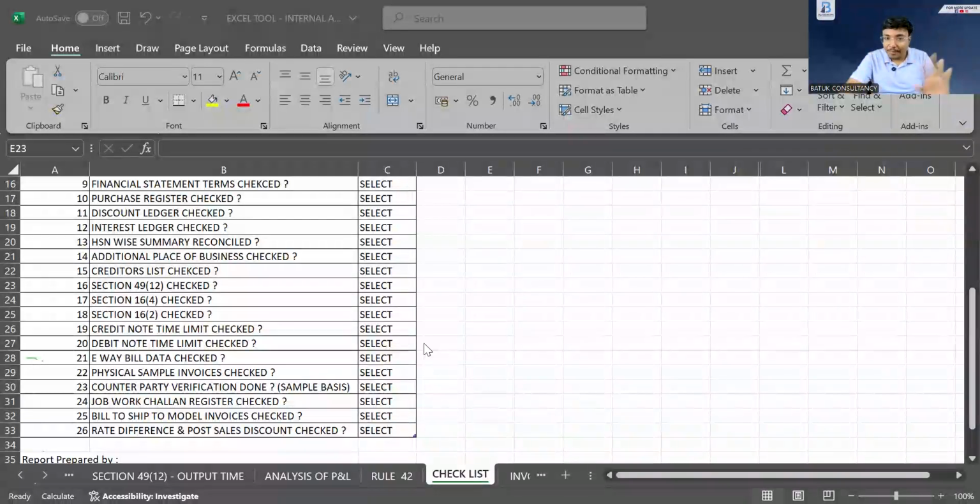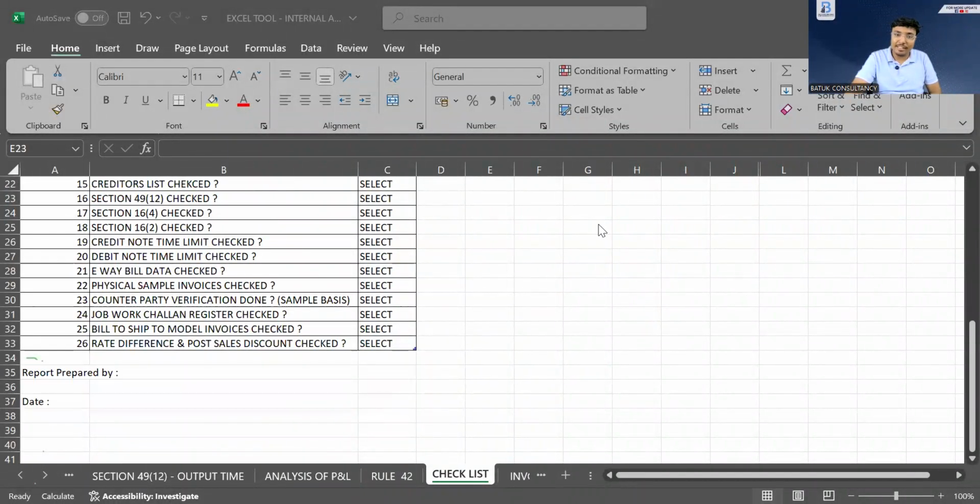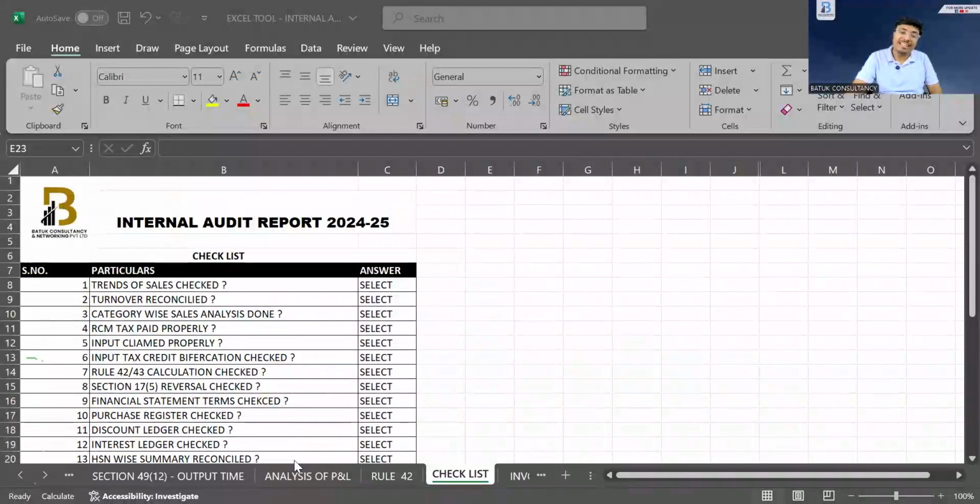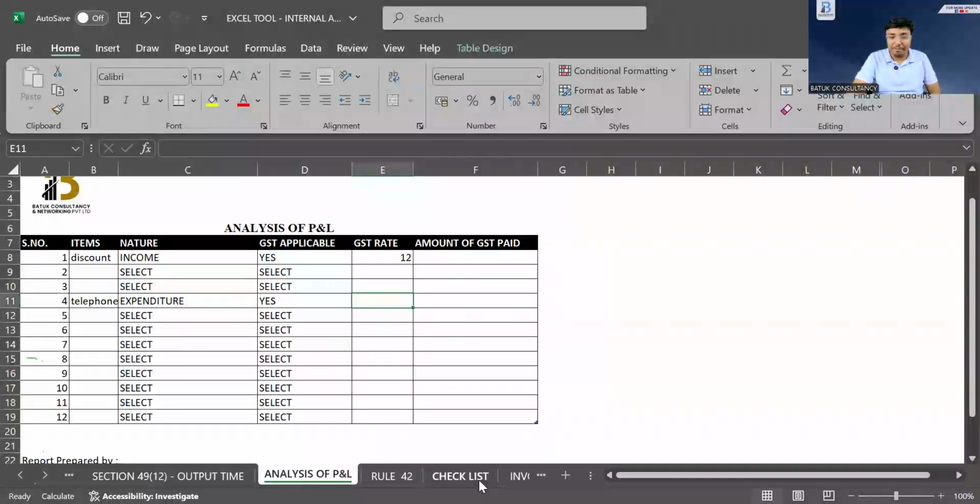Okay, sir, everything which is there in this particular Excel tool is automated. That means if you put in the figures, you will find out the answer. So everything in this particular tool is completely automated. No issue with that. Okay. So if you have any query, any concern, then you are most welcome.